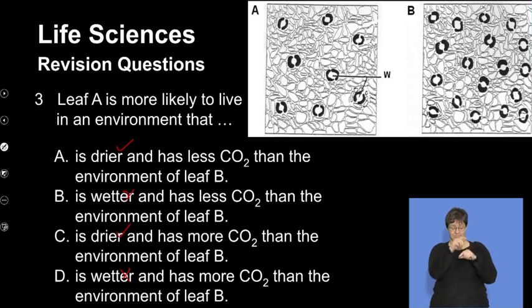Then, would it survive if there was less carbon dioxide? Because it's already got fewer stomata, if there was less carbon dioxide, it wouldn't be able to get in enough carbon dioxide. If it has more carbon dioxide, it would be able to survive, so the correct answer there is C.